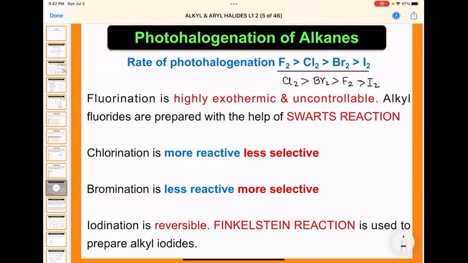Another thing is that when fluorine forms a bond with carbon, the carbon-fluorine bond is also very strong, because fluorine is the smallest. So it releases a lot of heat. And you will study in kinetics that with every 10-degree rise of temperature, the rate of reaction gets doubled.